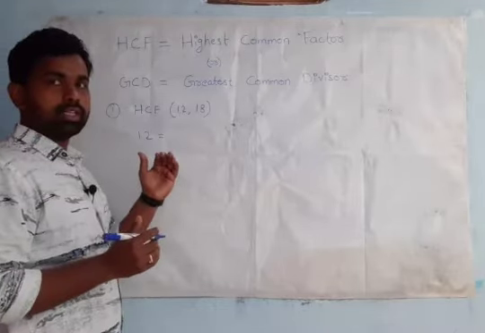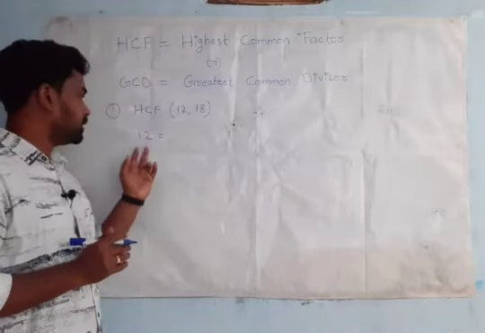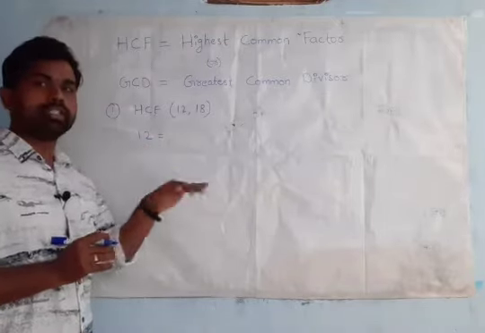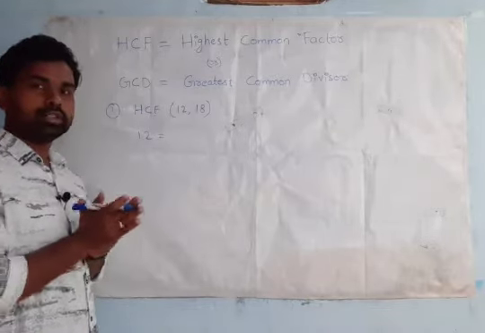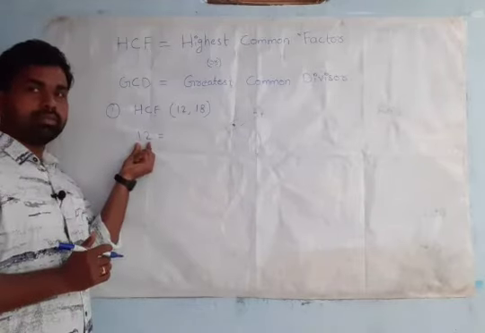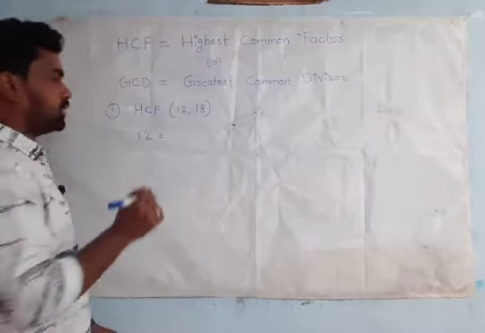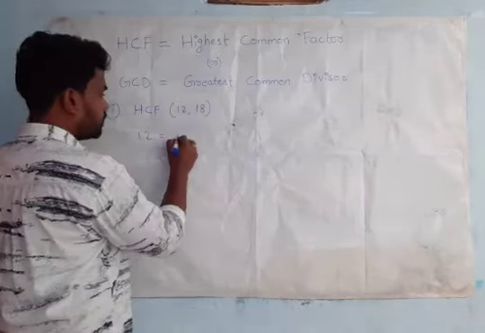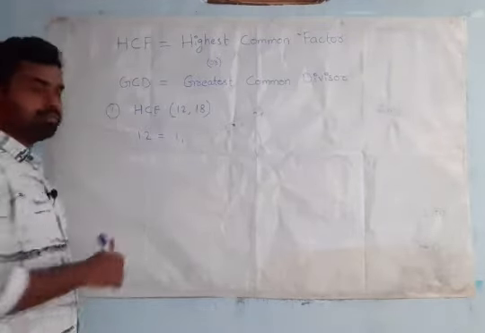What are factors? Factors means the tables in which this number 12 is present. That table number we have to write. So starting from the 1 table, we have to check all the tables, up to the 12 table. So I am checking from 1. In the 1 table, is 12 present? Yes, 12 is present. So I am writing 1. The table number we have to write.